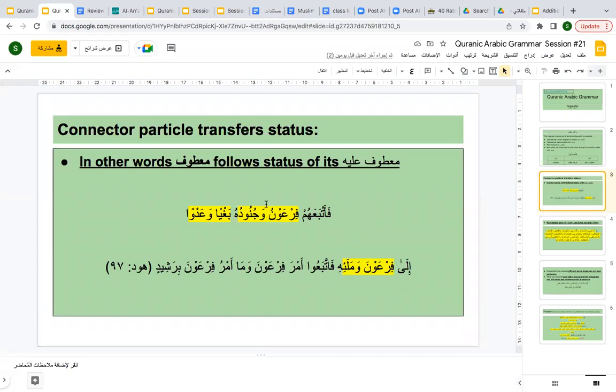Keep that in mind. Don't get confused here. It is a very important concept. In and of itself, it does not have any role. It's just doing the role of a messenger. For example, here it just transferred the status from Fir'aun to Junud, and the word became Raf. Here the word became Nasb, right? So by itself, wow does not have power to make any word Nasb, Jar, or Raf.